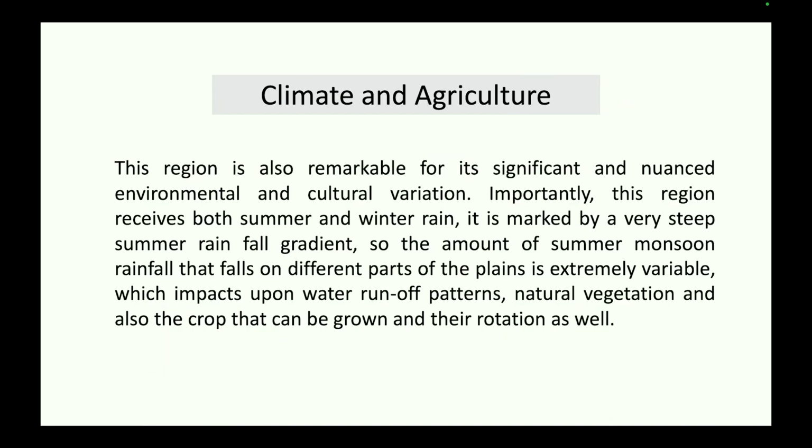So, climate and agriculture. This region is also remarkable for its significant and nuanced environmental and cultural variation. Importantly, this region receives both summer and winter rain. It is marked by a very steep summer rainfall gradient. The amount of summer monsoon rainfall that falls on different parts of the plains is extremely variable, which impacts upon water runoff patterns, natural vegetation, and also the crops that can be grown and their rotation as well.